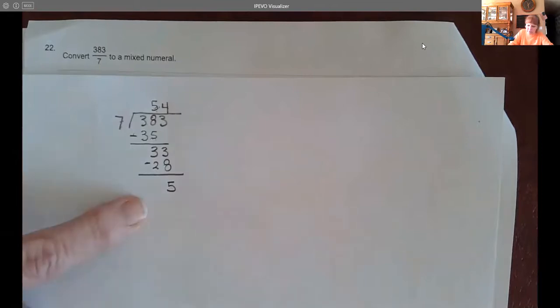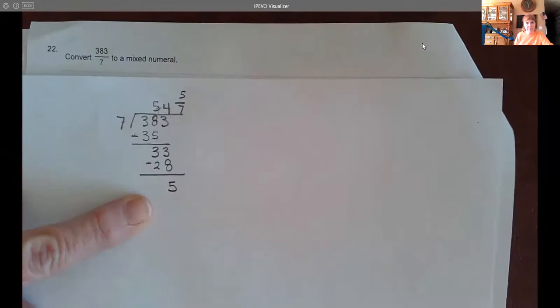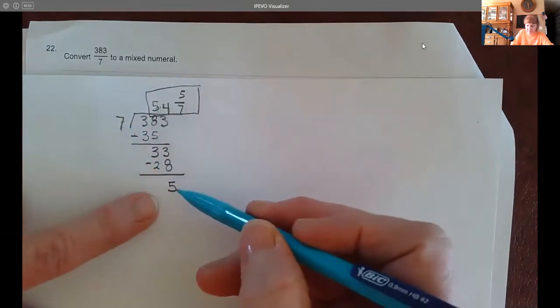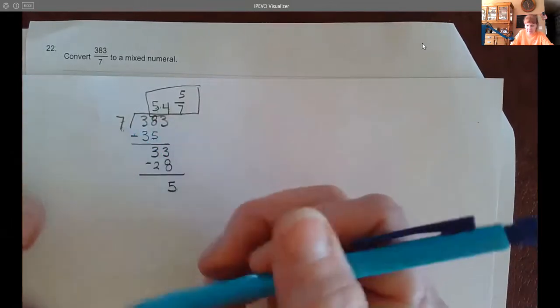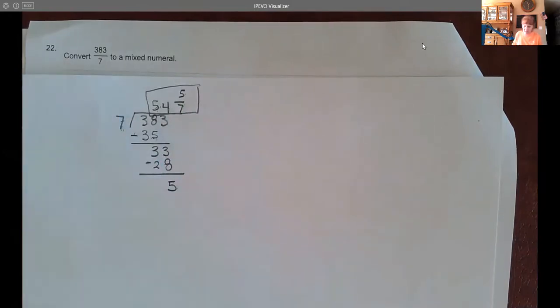So your answer is 54 and 5/7. So you put the remainder over that divisor, 5 over 7 always. All right, so that's how you go from a fraction notation to a mixed numeral. Make sure you know how to go from a mixed numeral back to fraction. Multiply, add, and it's always over the 7.